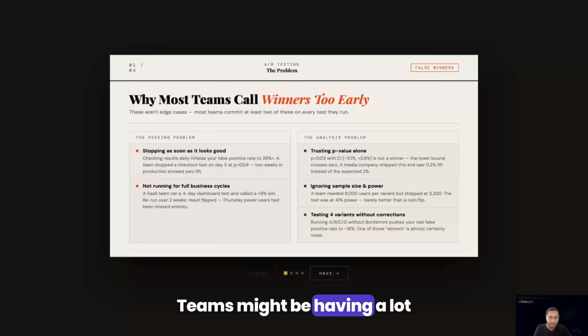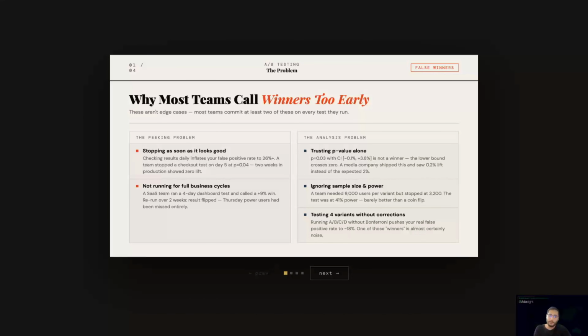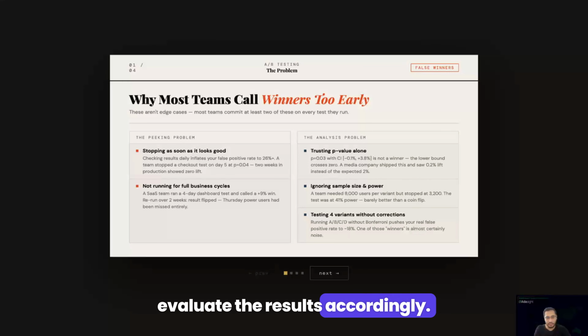Teams might be having a lot of variance in their first A/B test or their experiment, so they need to make sure that they do the right corrections so that they can look at the results accurately and they do not declare false winners. A lot of the tools that are out there help you make these corrections, and it's very important that you use that. So for multiple hypothesis testing, you have to make sure that you use the right corrections that are out there so that you can evaluate the results accordingly.